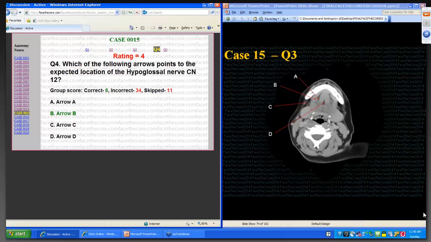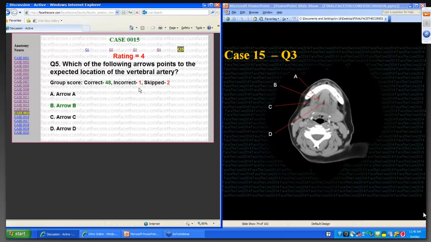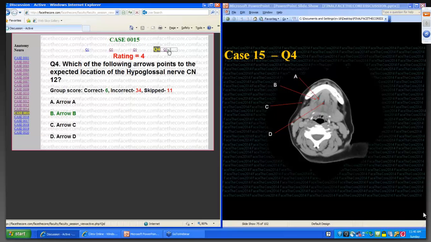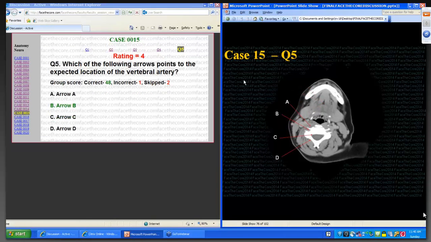The more lateral one is going to be the hypoglossal nerve. And then the final question on case 15 is, which of the following arrows points to the expected location of the vertebral artery? I'm sorry, did I skip one here? Okay, now we got to that. Let me just adjust this. And the vertebral artery, which nearly everyone got, is right here in the foramen transversarium.